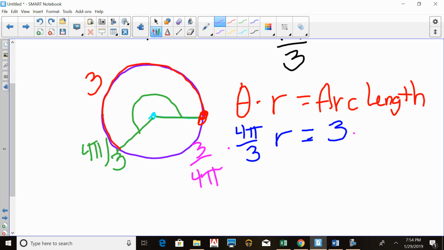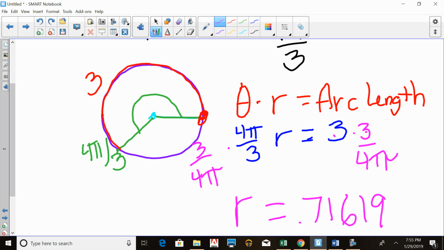Let's try that again. 3 over 4 pi. And that leaves you with r equals 3 times 3 is 9, and 9 divided by 4 pi is 0.7169197. And was this in feet, inches, miles, yards, meters? So we would say the radius is approximately 0.72 meters.